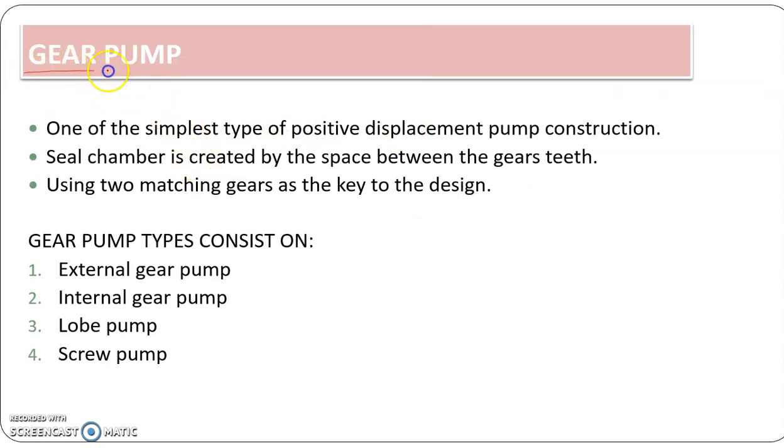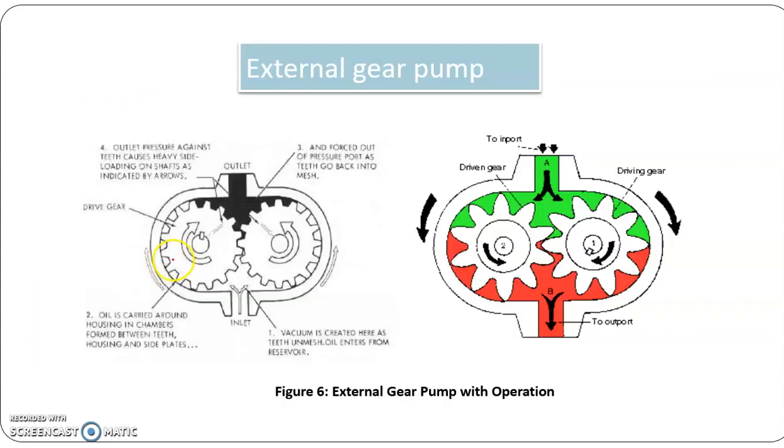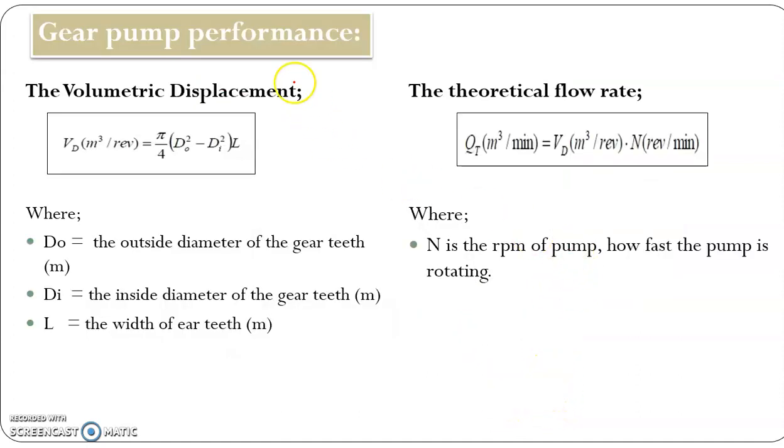First we will focus on the gear pump. The first type of gear pump is the external gear pump. The operations you can refer to the MOOC. This is the gear pump performance. As I mentioned before, we will learn how to calculate these two parameters: volumetric displacement (VD) and the theoretical flow rate (QT), for the external gear pump.